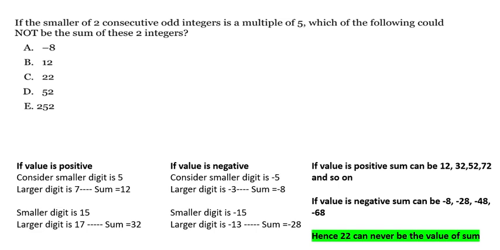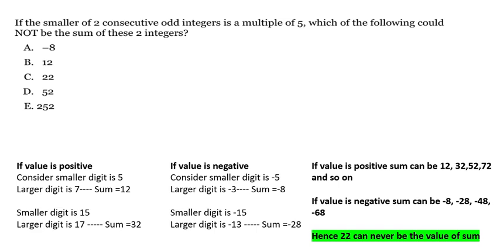Now, the next digit that I can consider is 15. So, why am I not considering 10 here? It's because we are discussing two consecutive odd integers, and 10, despite being a multiple of 5, is not an odd integer. So, the next possible odd integer that we can take, if you are considering both to be positive, is 15. If you take the smallest integer as 15 and the largest as 17, then you get the sum to be 32.